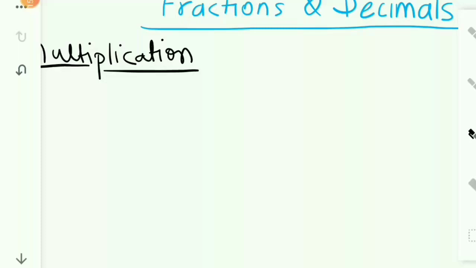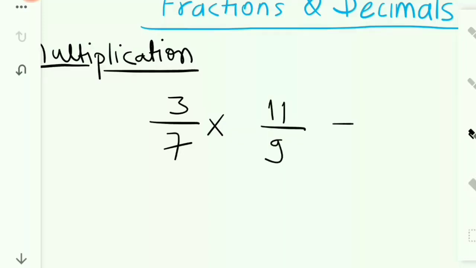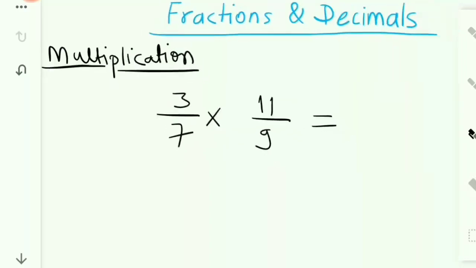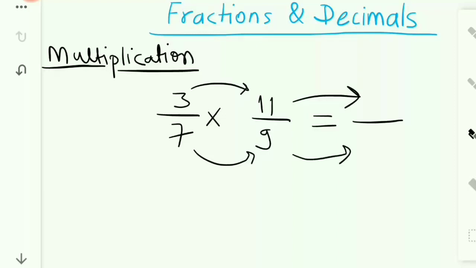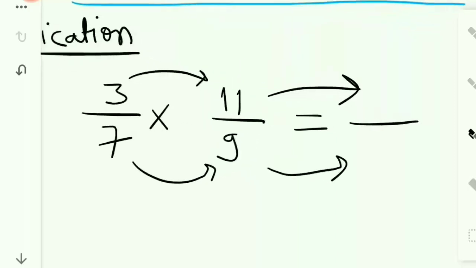And what if we are asked to multiply a fraction by fraction? Let's see. 3 by 7 into 11 by 9. Again the same rule. Multiply numerator to numerator and multiply denominator to denominator. Answer में multiplication of numerators will be in the numerator and multiplication of denominators will be in the denominator. 11 into 3 is 33. 9 into 7 is 63. Understood?